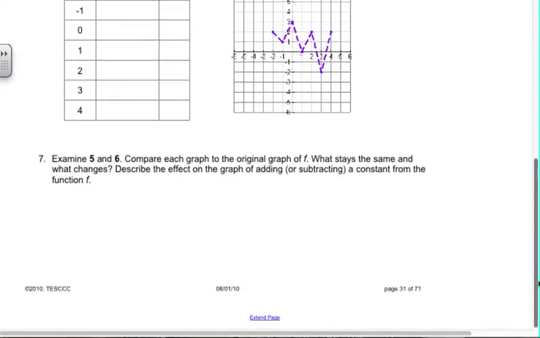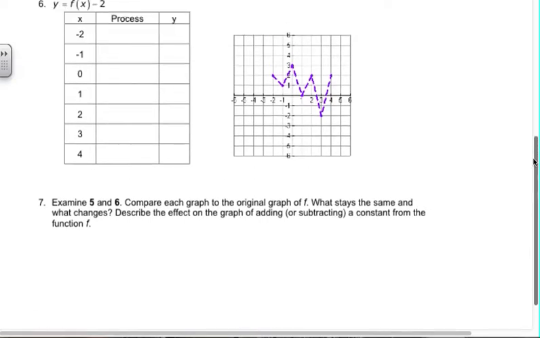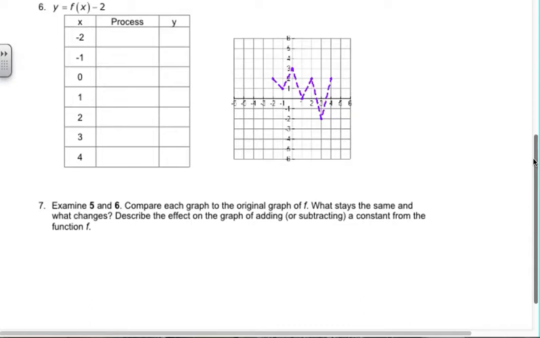Again, on this one, instead of adding 2, I'm going to subtract 2 from my function value. So I go into the table on page 1 again. We keep referring back to that. That's our original function. So f of -2 was 2, and I'm going to subtract 2 from it. That's going to give me 0. So my new y value is 0. F of -1 was 1. Minus 2 is -1. F of 0 was 3. Minus 2 gives me 1.